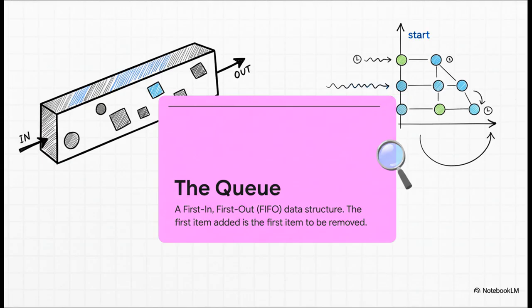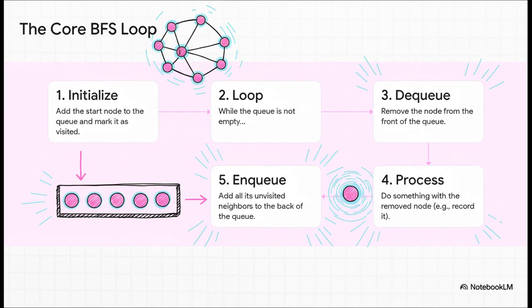It's pretty brilliant. And this right here, this is the whole dance. It's just a simple, elegant loop. You start with your source node, you pull it from the front of the line, you check it out, and then you add all of its neighbors that you haven't seen yet to the back of the line. That's it. This process ensures you finish exploring the entire current level before you ever even touch the next one.